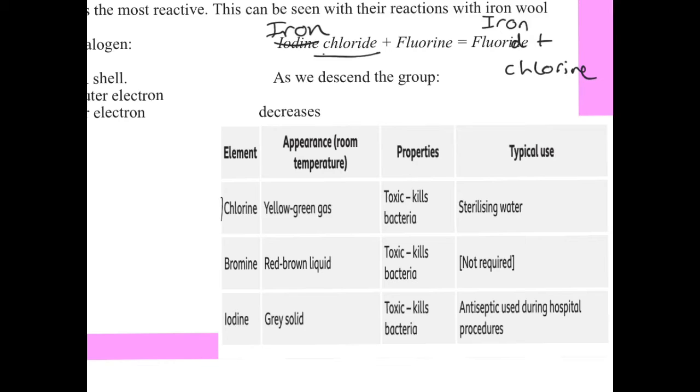When chlorine is on its own, it is chlorine. When it's bound to something else, such as iron, it's iron chloride, okay? So when it's in a compound, the ending changes, so be careful of that. It happens for all of them, but just as an example, chlorine on its own is chlorine. If it's bound to something else, it's a chloride.